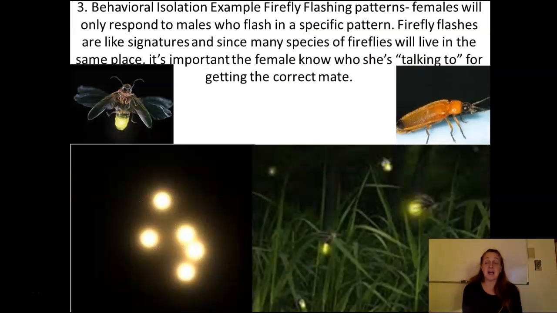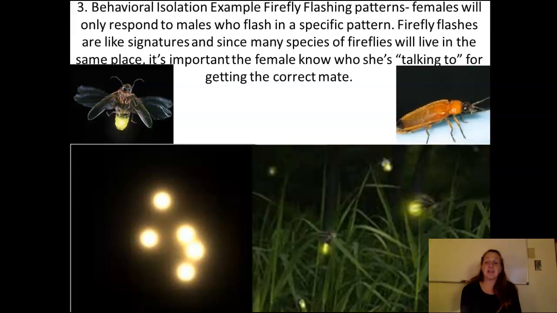Behavioral isolation is what you do to attract a mate, generally, and behavioral isolation can be really fun. A lot of species will have specific things that they do to attract a mate, and that's also going to keep them isolated from all of the other similar species that might even be breeding at the same time.